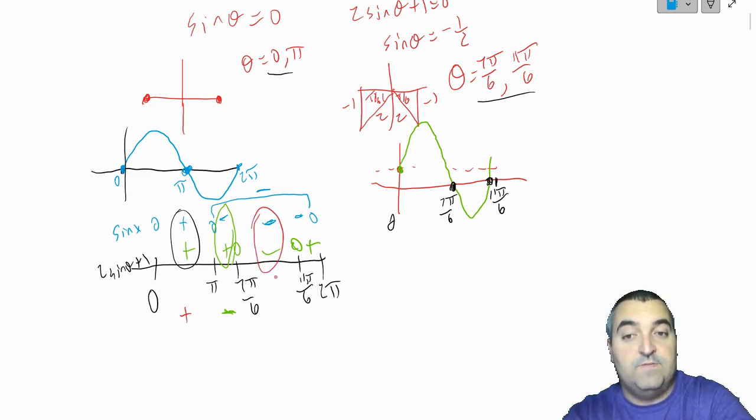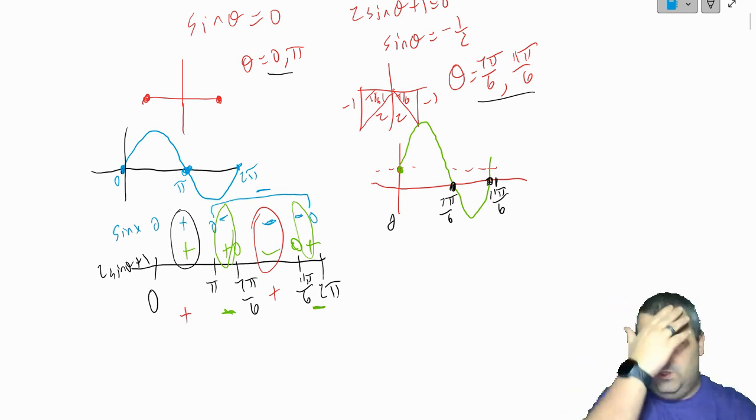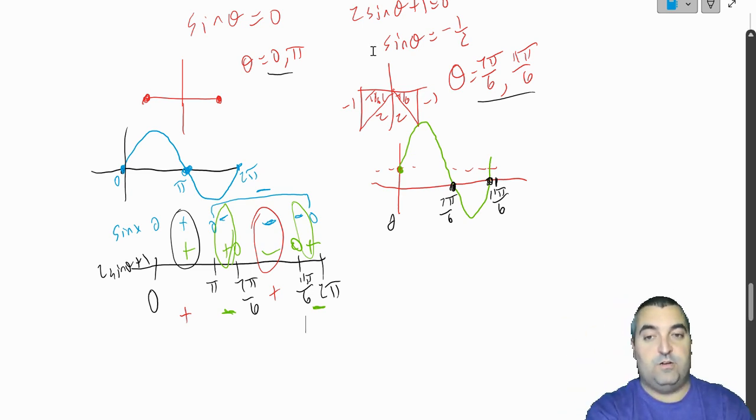Here we have 2 negatives in this section, which means this section is positive. And finally, this last little bit between 11 pi over 6 and 2 pi is a negative and a positive, which means it's negative. So we now have our sign chart completed.